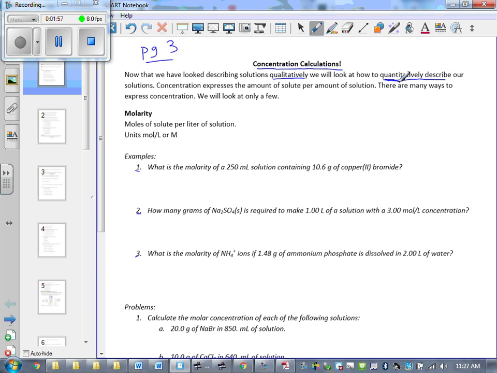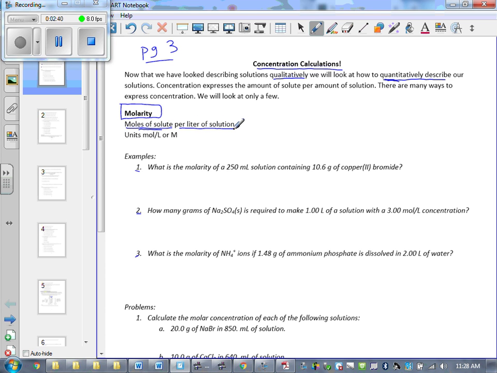There are many different ways to describe concentrations of our solutions. So those would be quantitative amounts. We're only going to look at one of those today. So today we're going to look at molarity. So we can describe the concentration of our solutions using molarity. It's probably the most common one for chemistry, unless we're talking about really dilute solutions. So molarity means the moles of solute that we have dissolved per liter of solution.